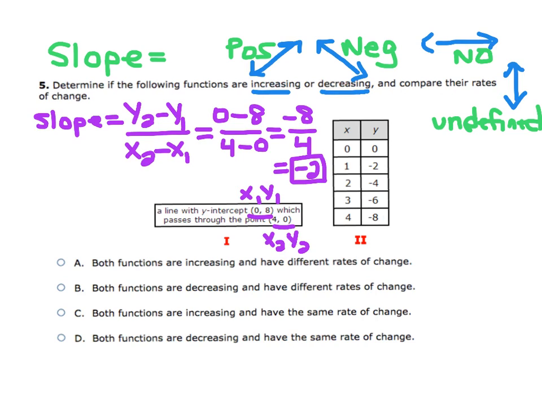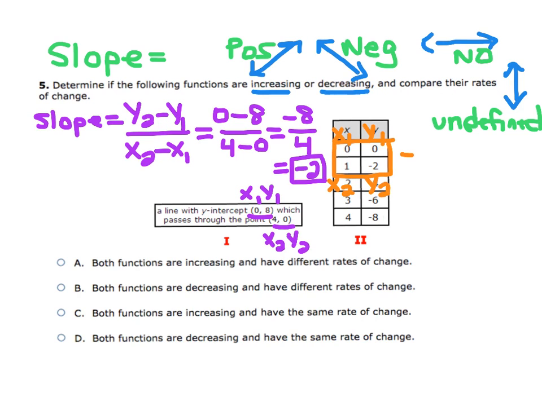Let's take a look at our second function. So here we have a table of values. So finding our rate of change in our slope from a table of values is very similar. We're going to need to pick two ordered pairs and use that exact same formula. Now recall that it doesn't matter what two ordered pairs we pick, because if something is a linear function, the slope will never change. So I'm going to go ahead and select these first two ordered pairs. So this would be my x1 value and y1, and then this would be x2, y2.